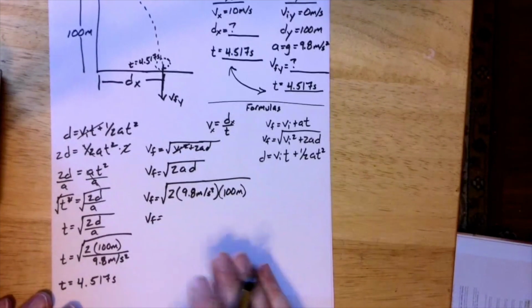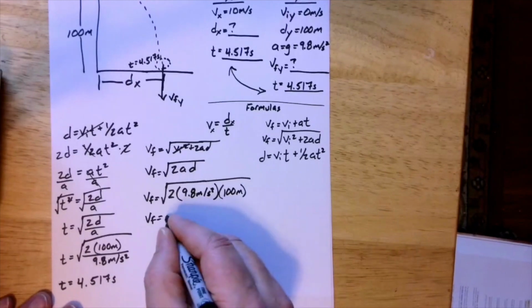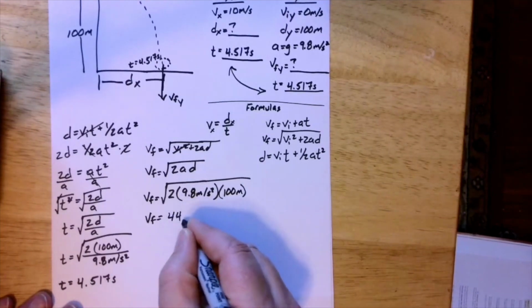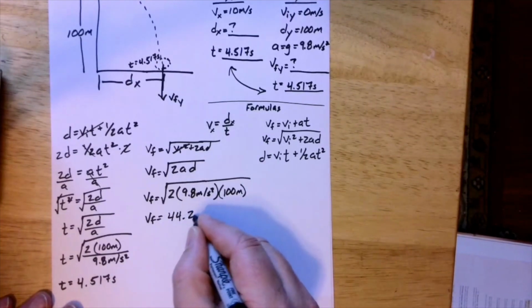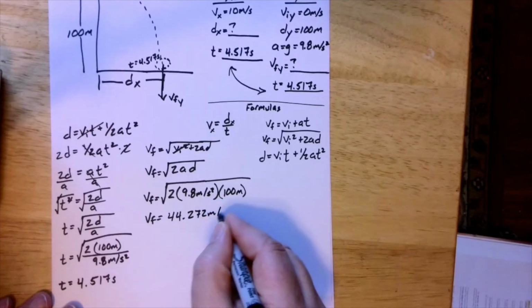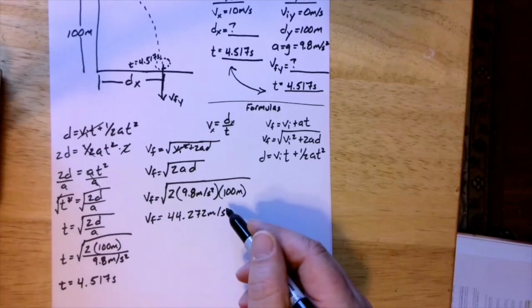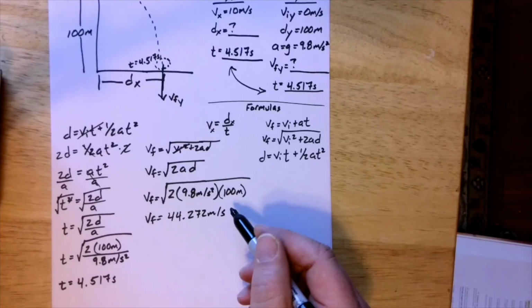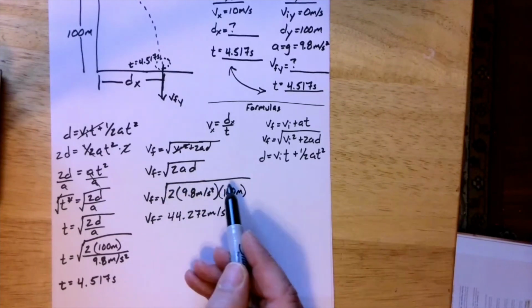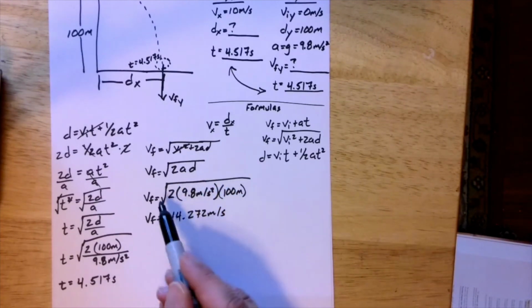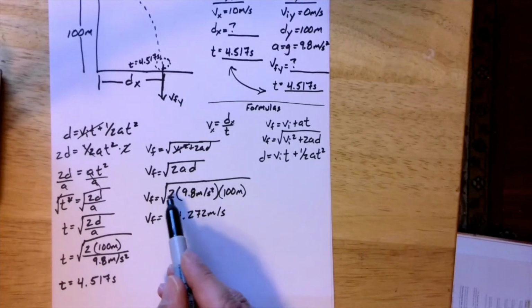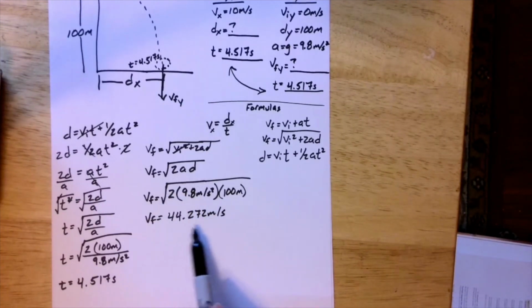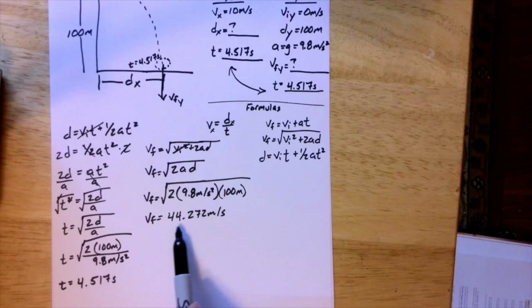And when you end up getting this here, you end up getting 44.272 meters per second. Now, if you end up getting a really large number, chances are what you forgot to do was take the square root of that answer. That's a common mistake here. A lot of people overlook the square root here. So if you end up getting a really big number here, that's probably what happened.